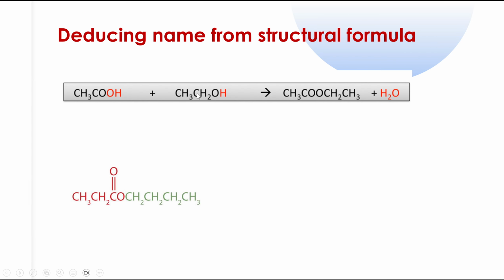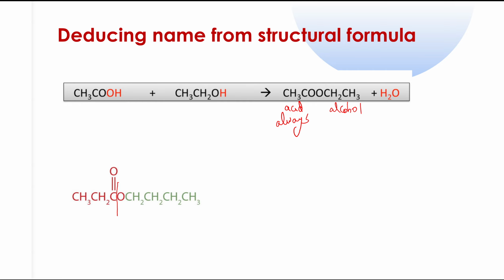Now, let us see how we can deduce the name from the structural formula rather than the displayed formula. Are we going to do anything different? No, we're not. We're going to do the same technique, meaning we're going to split in the middle of the ester functional group. How am I supposed to know it? In the structural formula, we always start with the acid. Always. The acid part is the starting part. And the alcohol part is the second part.